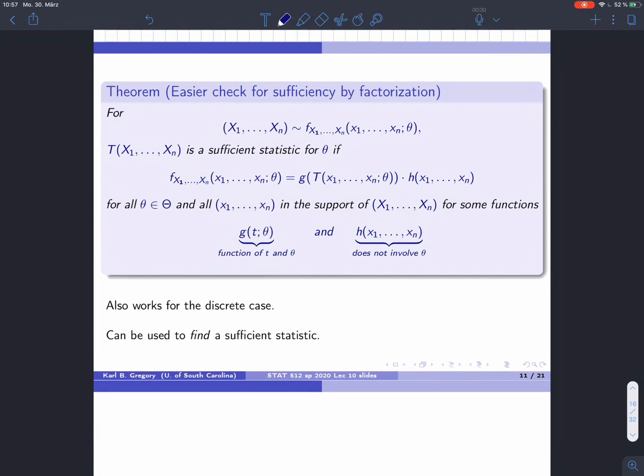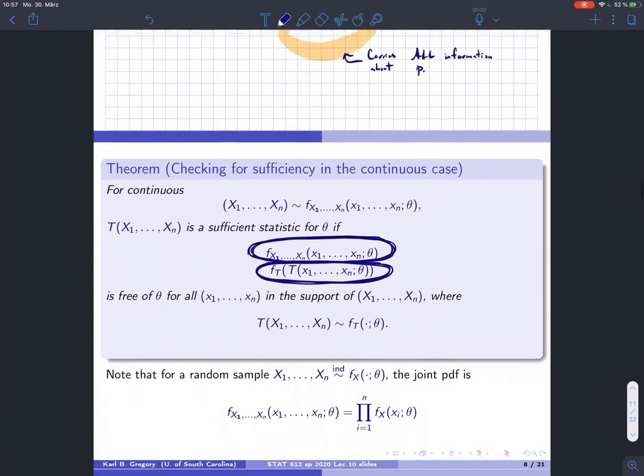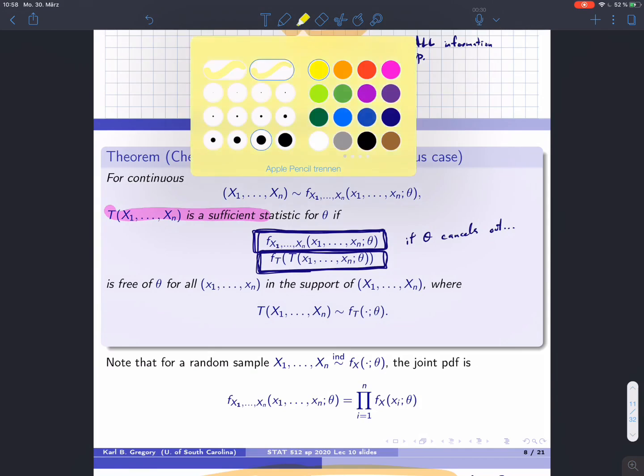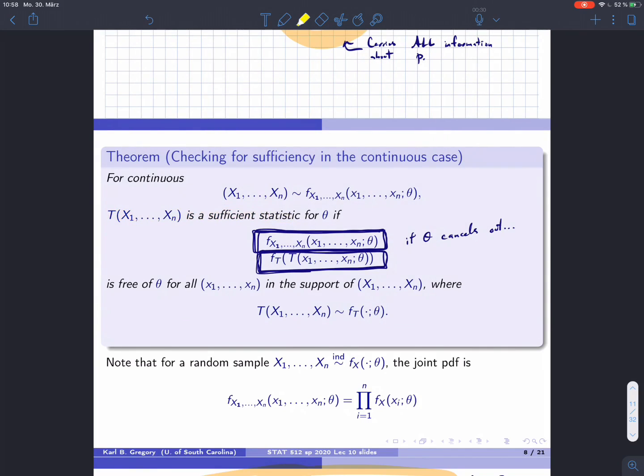So far, we have shown that a statistic is sufficient by using this theorem, which says if we write the joint PDF or PMF of the random variables in the sample, and then we divide it by the PDF or PMF of the statistic, and the parameter cancels out, then we have a sufficient statistic.